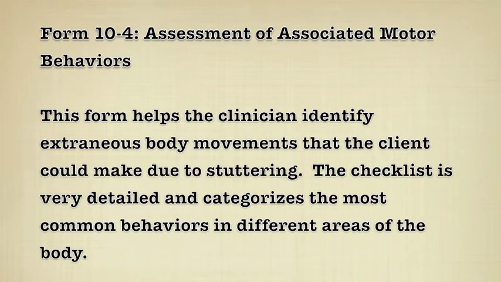Form 10-4, Assessment of Associated Motor Behaviors. This form helps the clinician identify extraneous body movements that the client might make due to stuttering. The checklist is very detailed and categorizes the most common behaviors in different areas of the body.